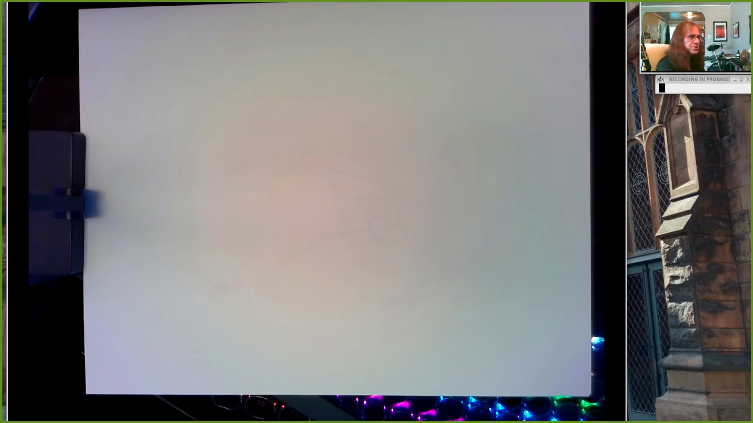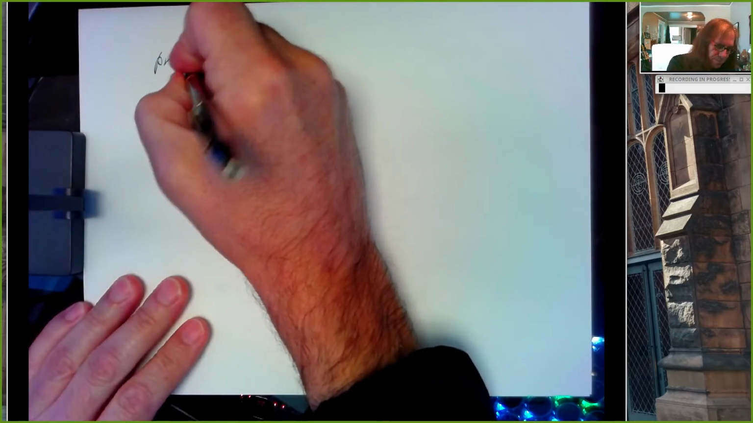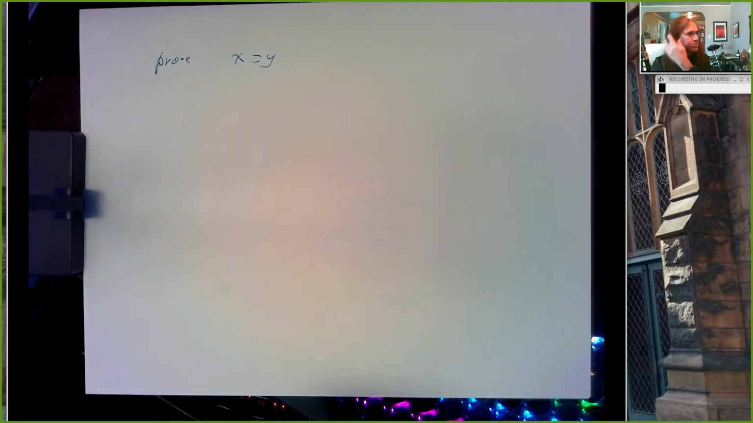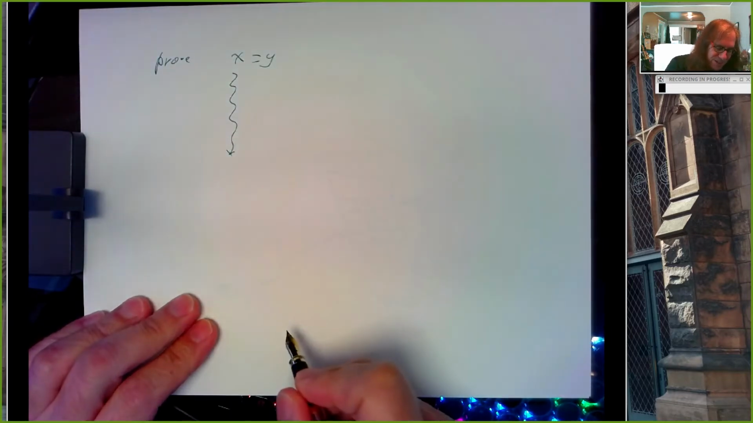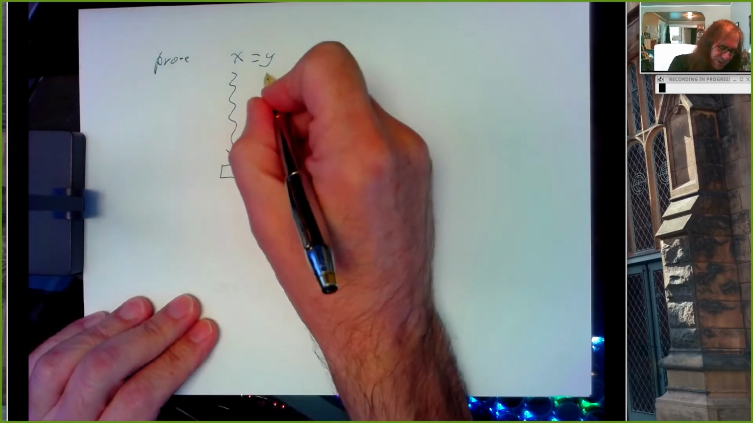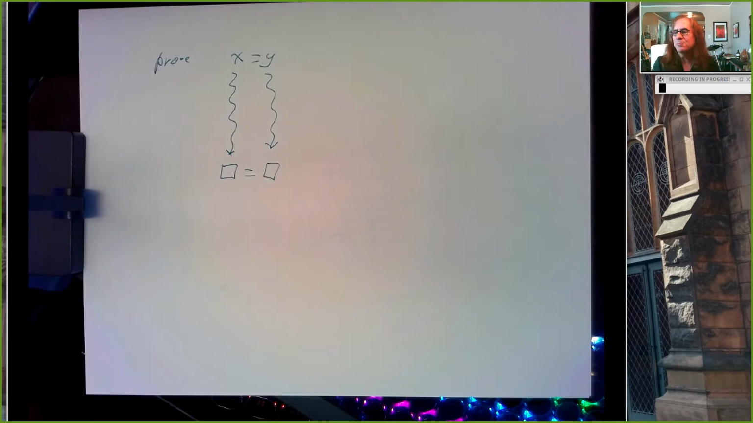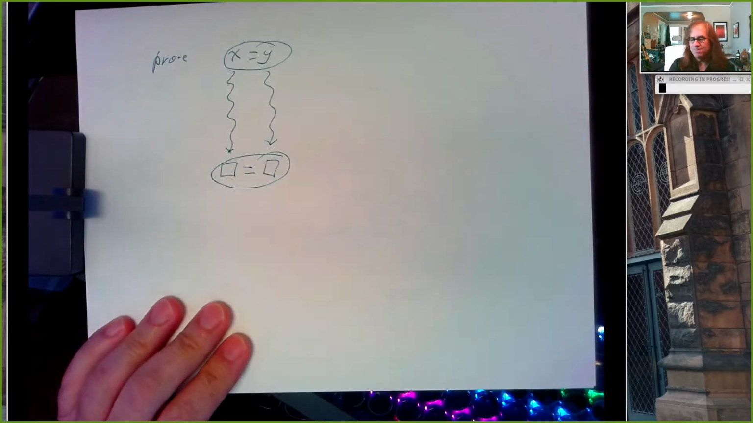So I tried to give you a cautionary warning about proving x is equal to y. Suppose we're just doing a mathematical proof. We want to prove that x is equal to y. And I said, here's something you don't want to do. You don't want to change this into a square, and change that into a square, and say this is equal to that, and therefore x equals y. That's not a valid proof. That's proving if x equals y, then a square is equal to a square.